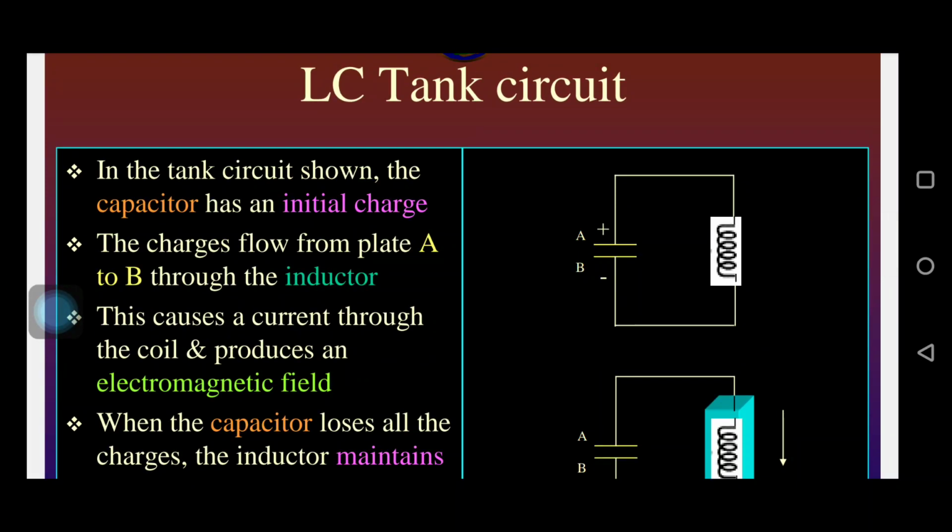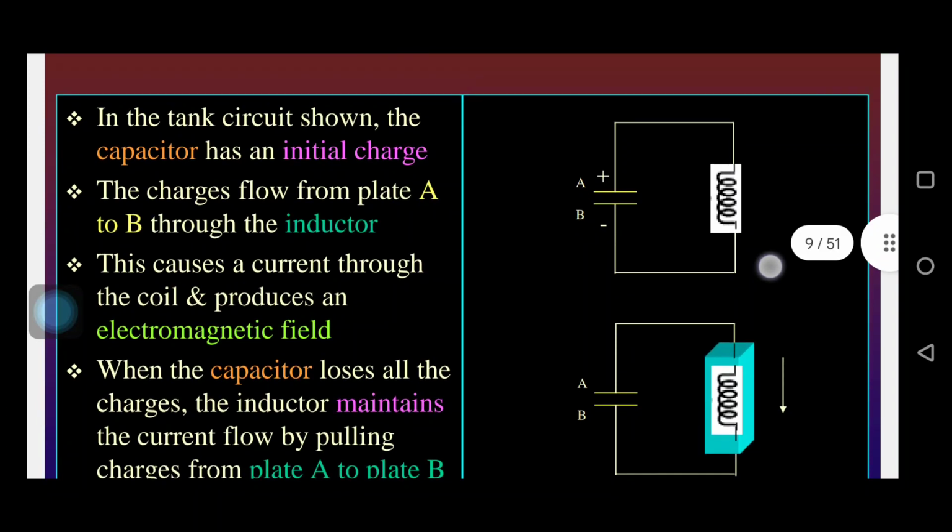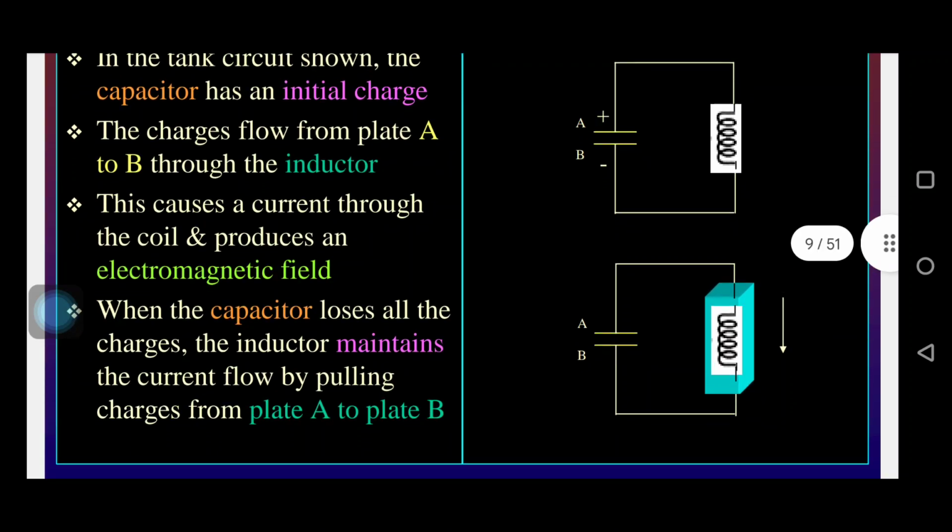In this diagram it shows one capacitor and one inductor. In this tank circuit the capacitor has some initial charge. The charge flows from plate A to plate B through the help of the inductor, and this causes a potential through the coil and produces an electromagnetic field.